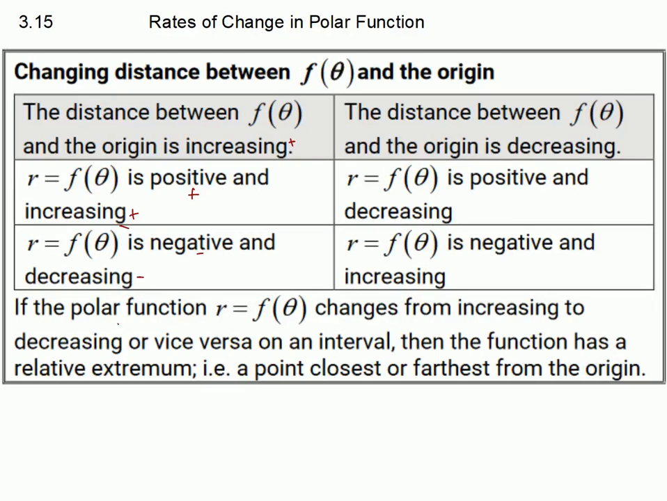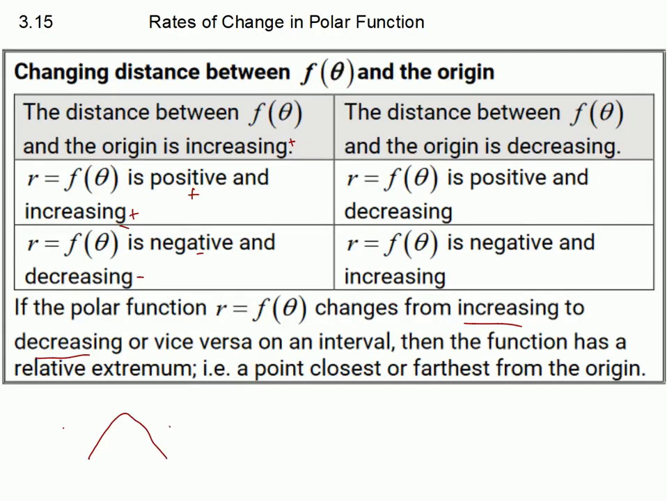All right, the statement below the table here is really used for justification purposes. If the polar function f of theta changes from increasing to decreasing, or vice versa, on an interval, then that function has a relative extrema. Let's think about that for a minute. If our function is changing from increasing to decreasing, it looks like it's going upwards because it's an increasing slope, and then downwards like this. So that point right there is a relative maximum, a relative extrema, because the function is changing from increasing to decreasing.